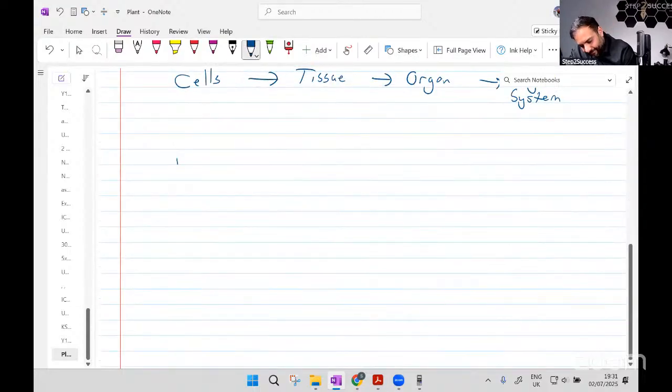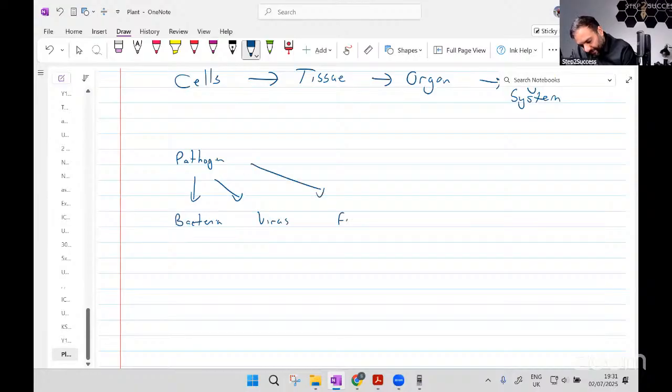Disease. There are four types of pathogen. They are bacteria, virus, fungi, and protist.